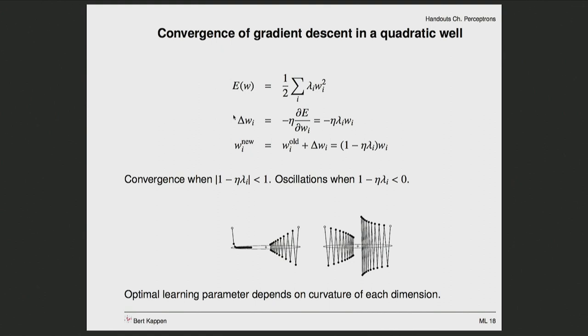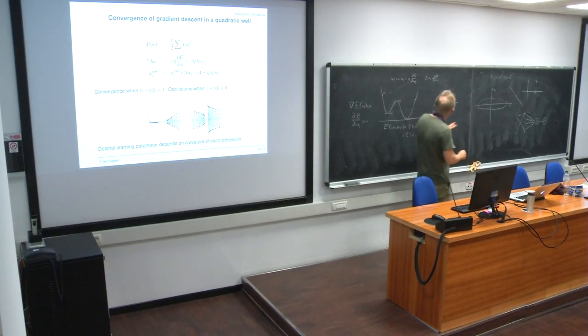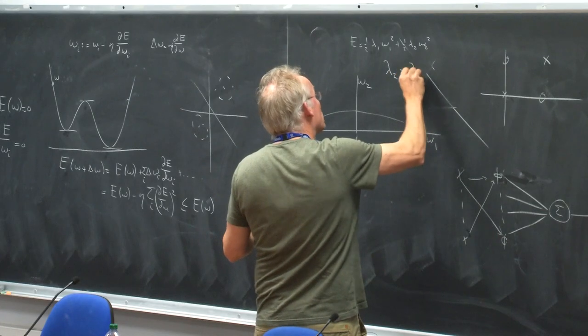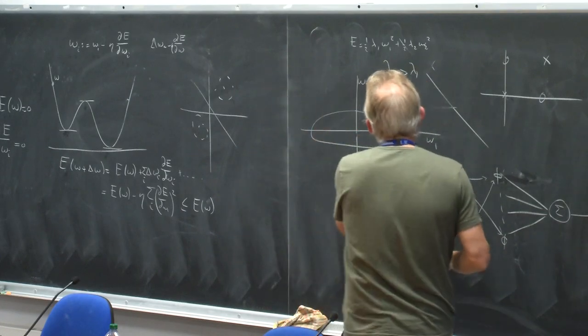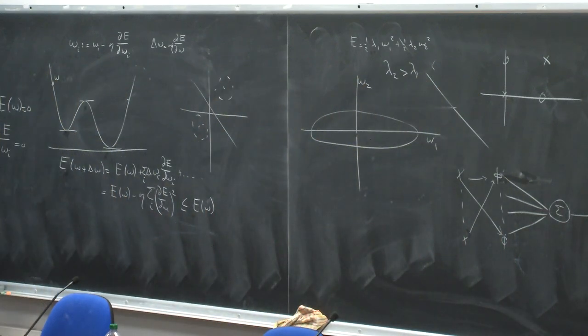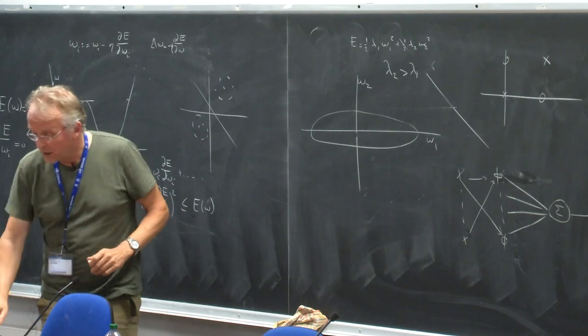But the attraction is different in different directions. So suppose that this eta is very small, then this number is less than 1. But if the lambdas are different, then in the direction here where lambda 2 is larger than lambda 1, right, it's steeper in this direction, you will find that in that direction the shrinking is more than in the horizontal direction. And you see that illustrated here in this graph.